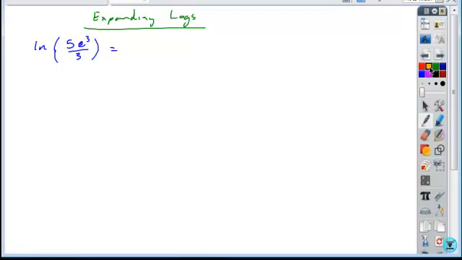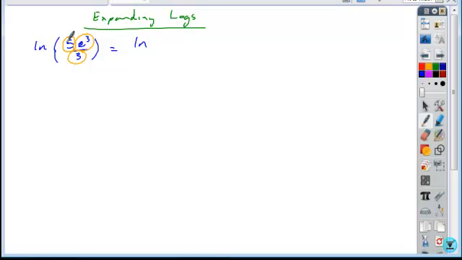Okay, when you look inside your log, determine how many different factors you're looking at. We have a factor of 5, a factor with the base e, and a factor with the base 3. So we have 3 different factors. So anticipate that when you expand this out, you're going to have 3 separate terms or 3 separate logs.